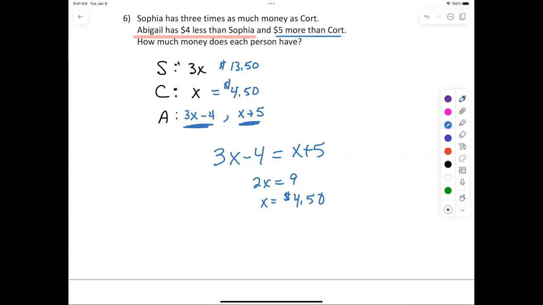All right. Now, let's see if we are correct. Abigail has 4 less than Sophia, correct? So that would be what? $9.50. She also has 5 more than Court. 5 more than Court would be what? $9.50. Are we correct? Yes, of course we are. All right, so Abigail would have $9.50. Totally happy with that.